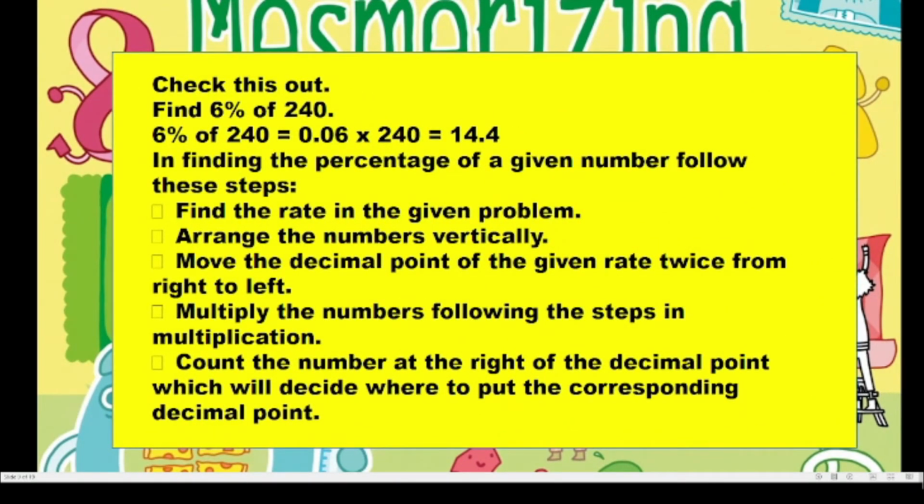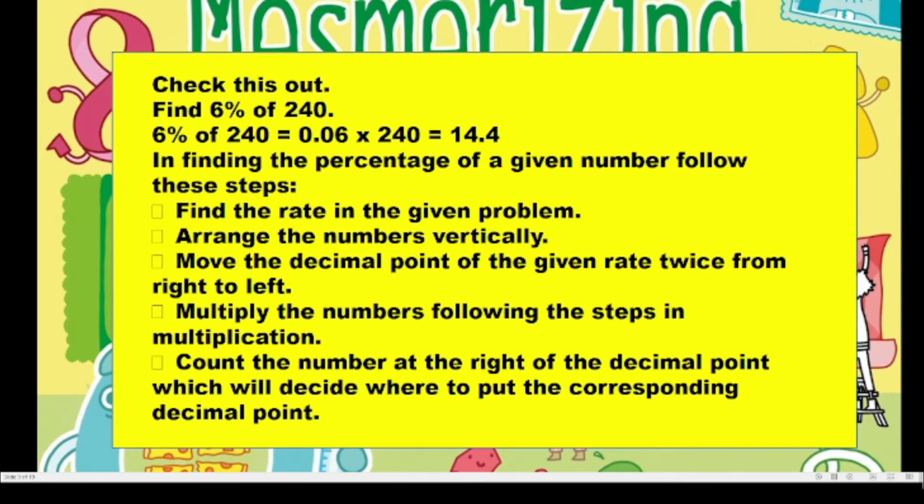Check this out. Find 6% of 240. 6% of 240 is equal to 0.06. The 6% we change to decimal, times 240, where of means to multiply. So the answer is 14.4.